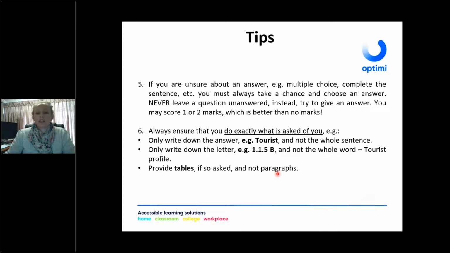If they ask you to write it in a paragraph, write it in a paragraph, not bullet marks. If it's not as per the instruction, you will lose a mark for your format.